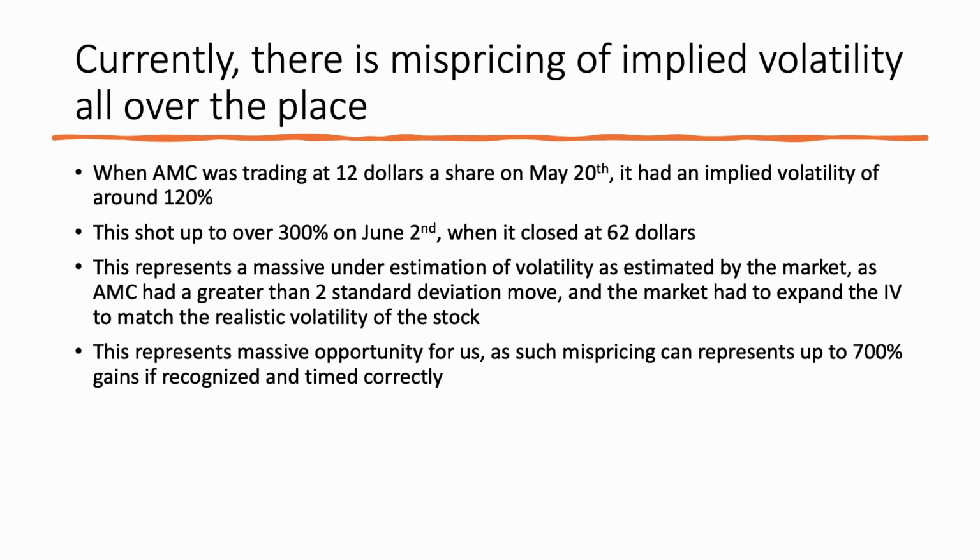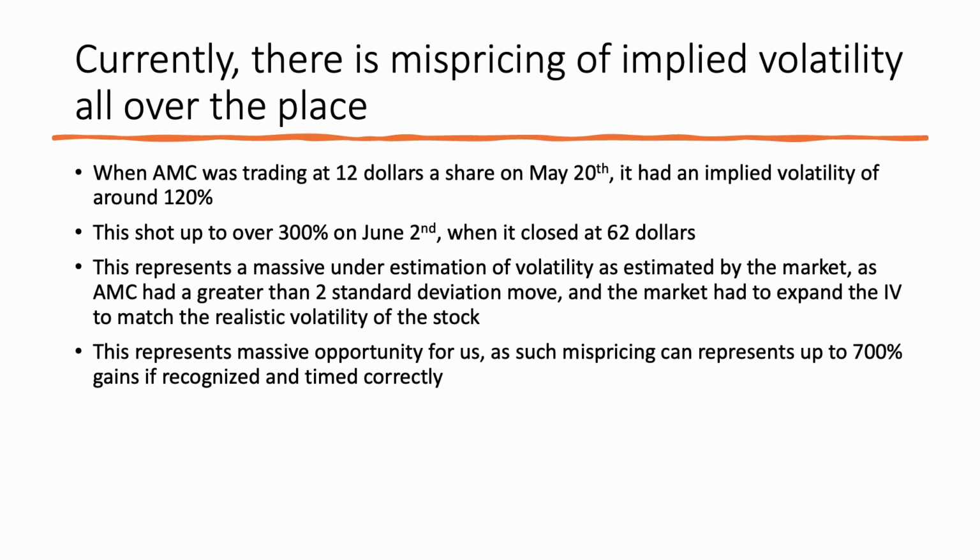So AMC was trading at $12 a share on May 20th, 2021. It had an implied volatility of 120%. So that means that in 1 year, AMC is either going to go to zero or it's going to be up by 120%. As you can see, that is a pretty expensive and large implied volatility for the stock. And the marketplace has correctly determined that this stock is very volatile.